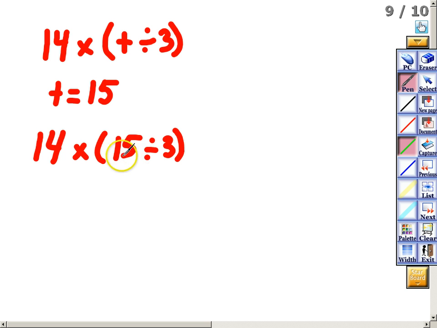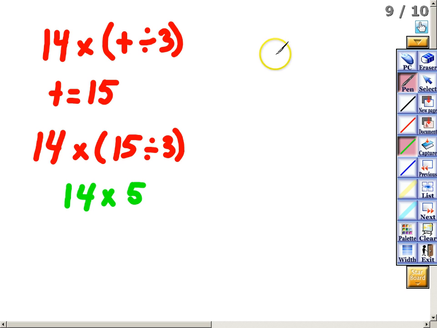Now what we're going to do first of all is work this problem out inside the parentheses. We have 15 divided by 3. That's going to give us 5. Okay, then I'll just bring down my 14. Keep the multiplication sign there. We don't eliminate that at all. Okay, so now we do 14 times 5.